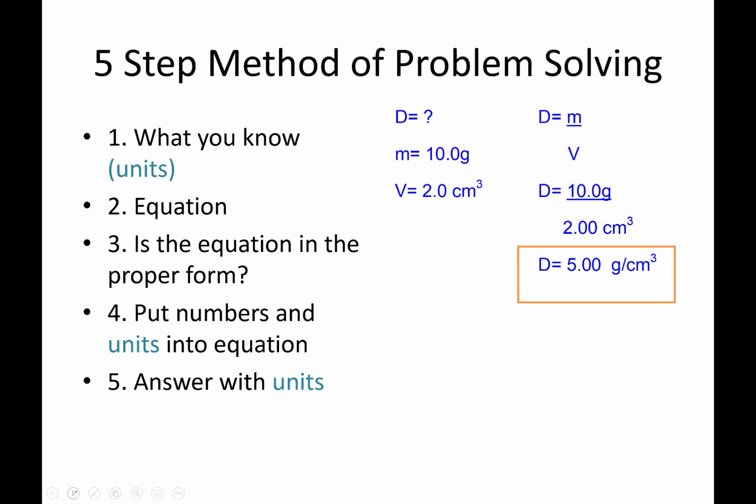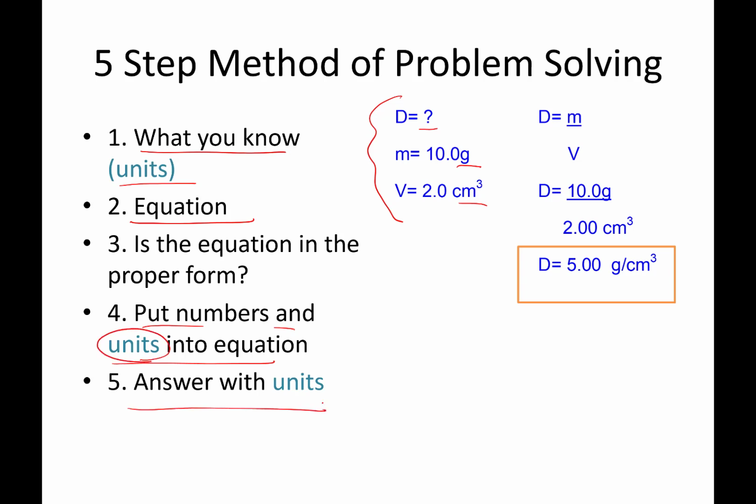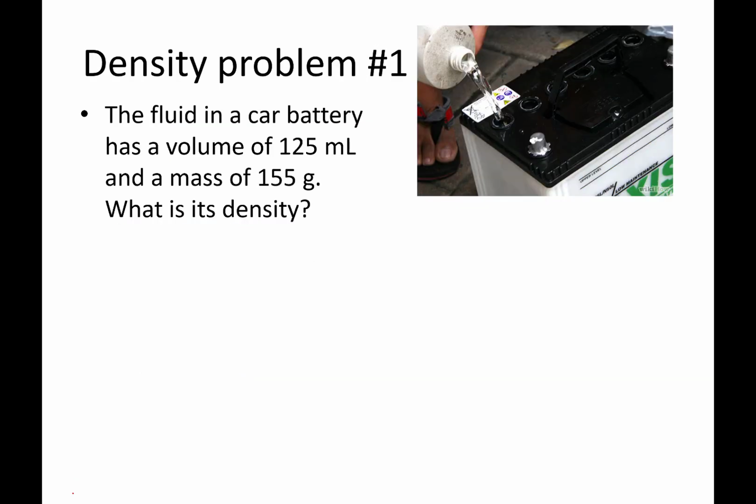Now, the way you set up a problem in science is like this. First thing we're going to do is write down what we know. We're going to read through the problem, take a moment, and write down all the information we have with units. Units are very important in science. And we're going to put a question mark next to the thing we are solving for. That's very vital. We're going to write down the equation in its proper form. Then we are going to put numbers and units into that equation. Again, units, very vital in science. And then the answer with correct units. So let's go through a few examples.